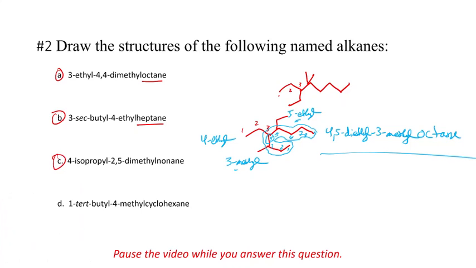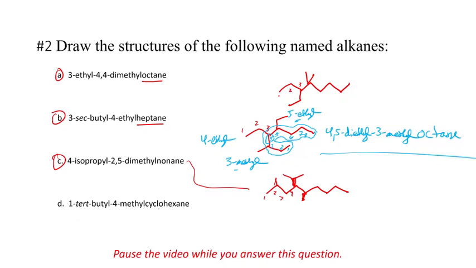Okay, how about our 4-isopropyl 2,5-dimethyl nonane over here? Nonane, 9 carbons. 1, 2, 3, 4, 5, 6, 7, 8, 9. 4-isopropyl. 1, 2, 3, 4. Here's our isopropyl, the propyl connected at the second position. 2,5-dimethyl. 2, 3, 4, 5. There we go. 4-isopropyl, 2,5-dimethyl nonane.